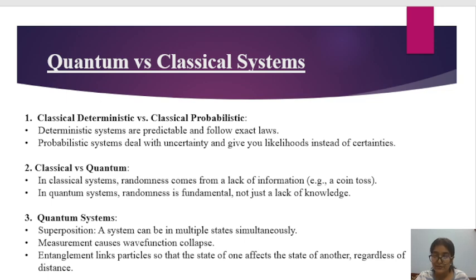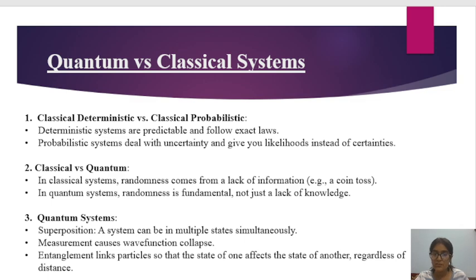The distinguishing feature is that deterministic systems are predictable, while probabilistic systems involve uncertainty and randomness due to unknown factors or complexity. Classical and quantum. The main difference here is that quantum systems feature inherent randomness. In classical systems, randomness arises due to a lack of information, but in quantum mechanics, randomness is a part of the fabric of reality itself.